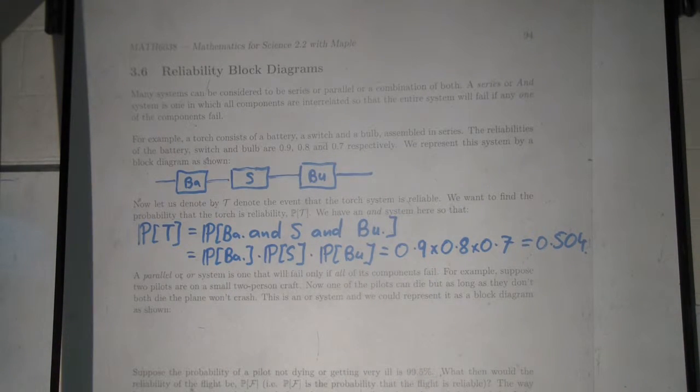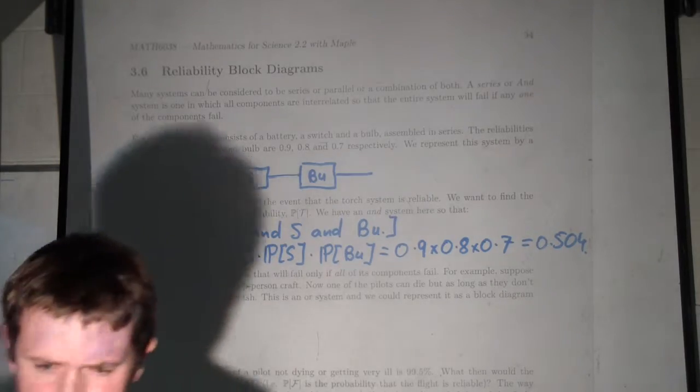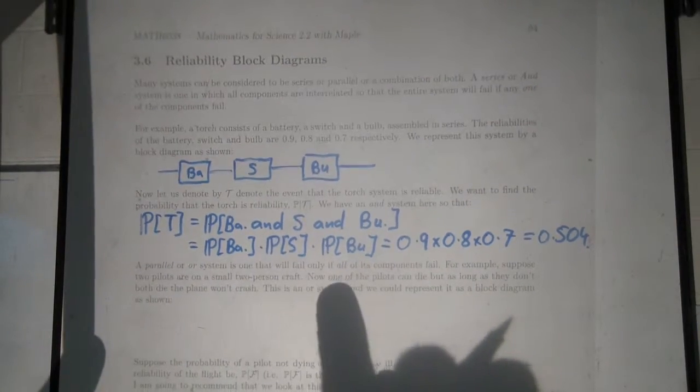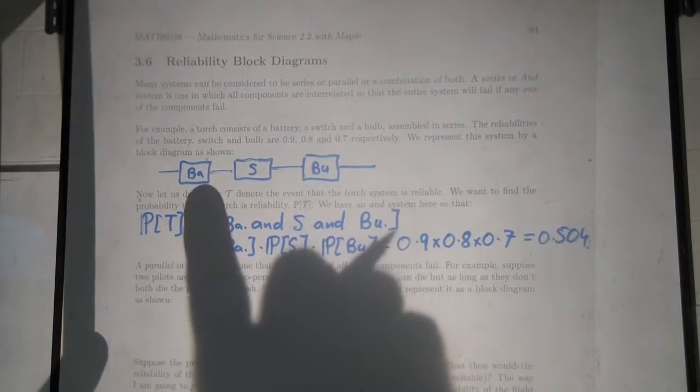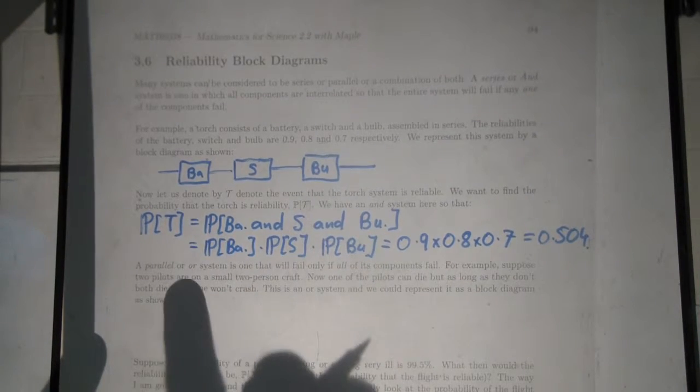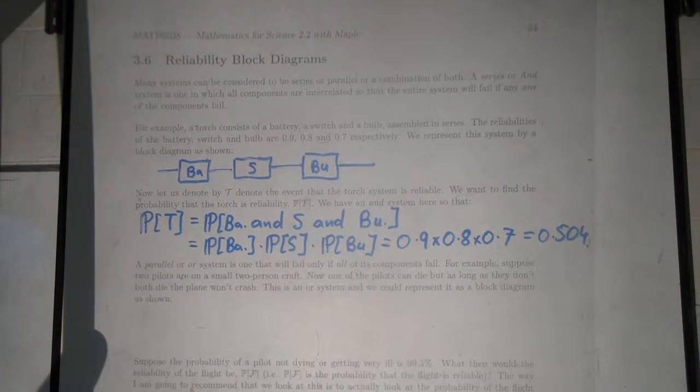So this is an AND or a series situation. I know you have all kinds of ideas about series resistors, although actually thinking about resistors here doesn't work too well. I tried to do it like that before, and it didn't work very well. The other one is a parallel system. A series system fails if any of them fail. A parallel system only fails if all of them fail.